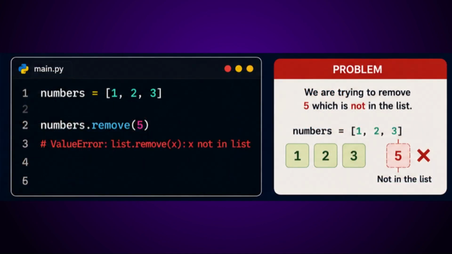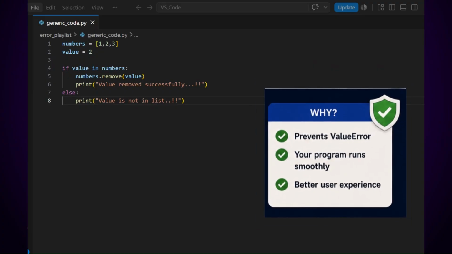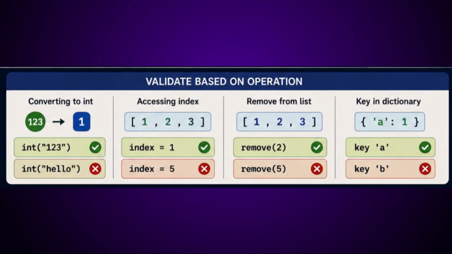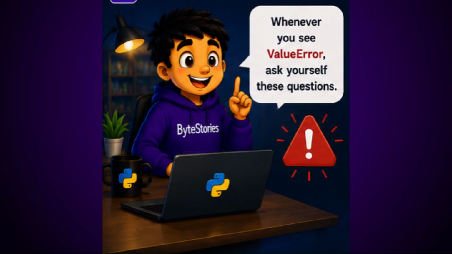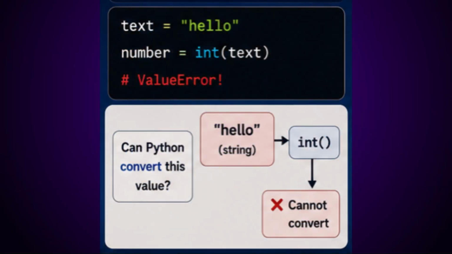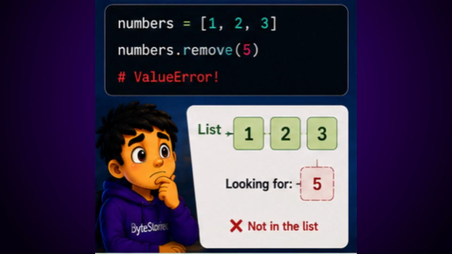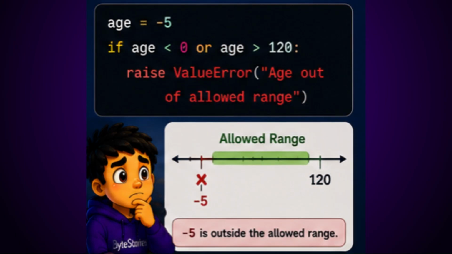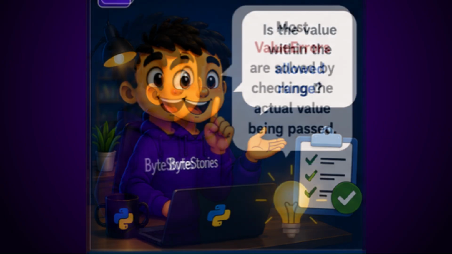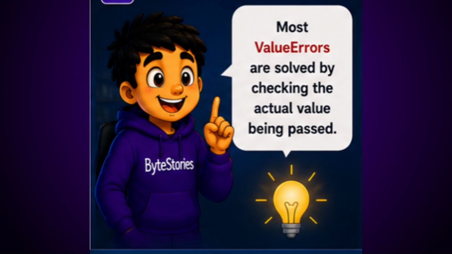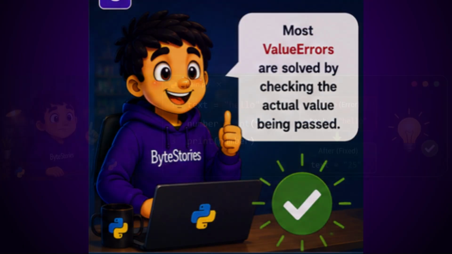To fix value error, always verify that the value you are passing is valid for the operation you are performing. Whenever you see value error, ask yourself these questions. Can this value be converted? Does the value exist in the list? Is the value within the allowed range? Most value errors are solved by checking the actual value being passed.